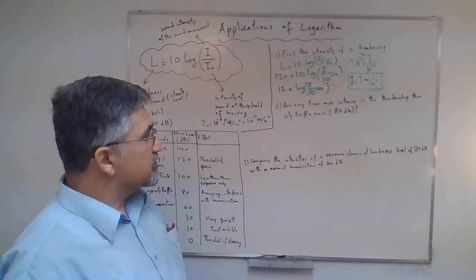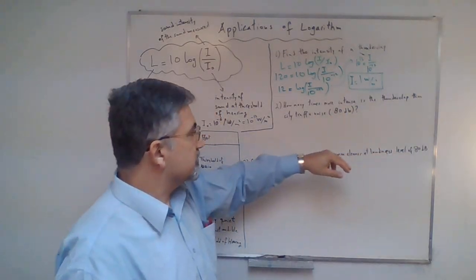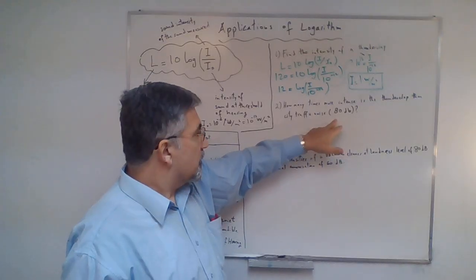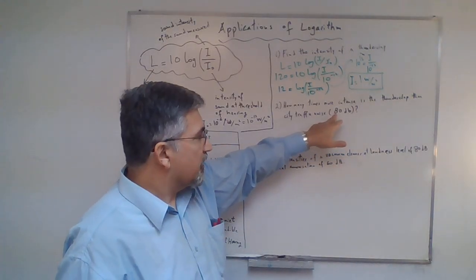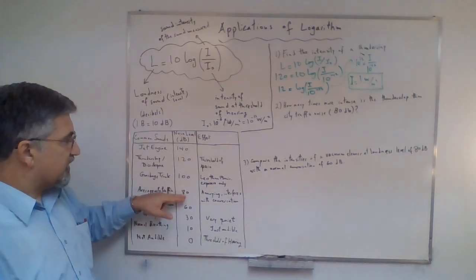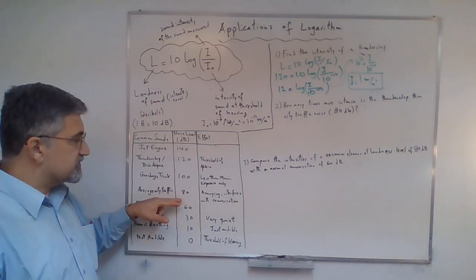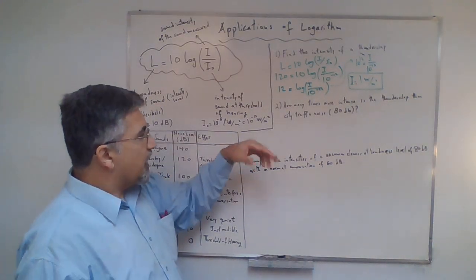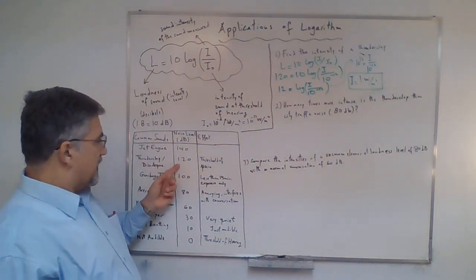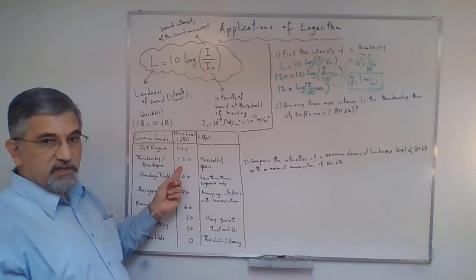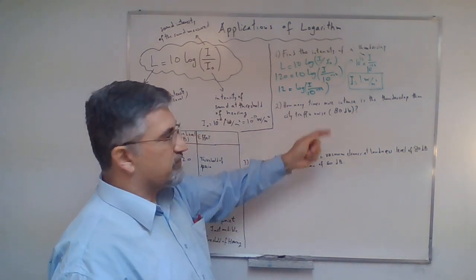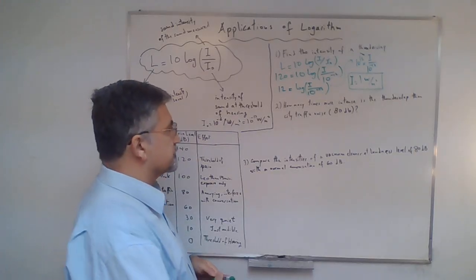Okay, it says how many times more intense is the thunderclap that we just found than city traffic noise, which has a level of 80 decibels. So average city traffic has a noise level of 80 decibels, and we want to know how many times more intense is the thunderclap, and we know that thunderclap noise level is 120 decibels compared to the city traffic noise. That's what we want to find out.